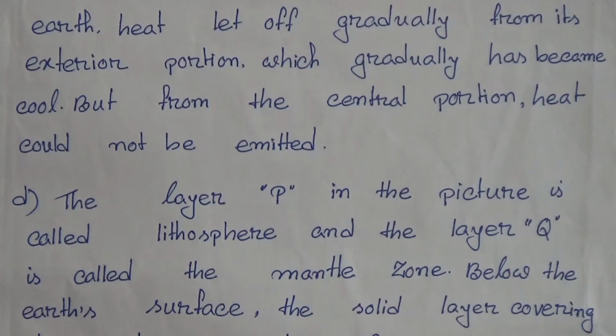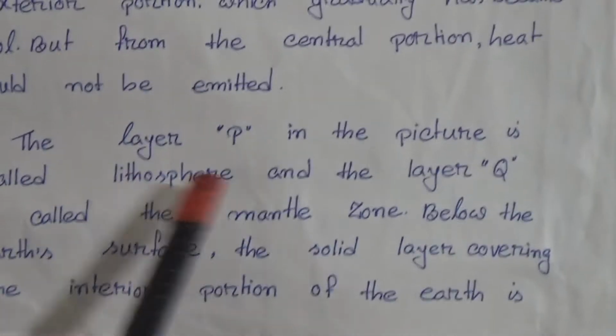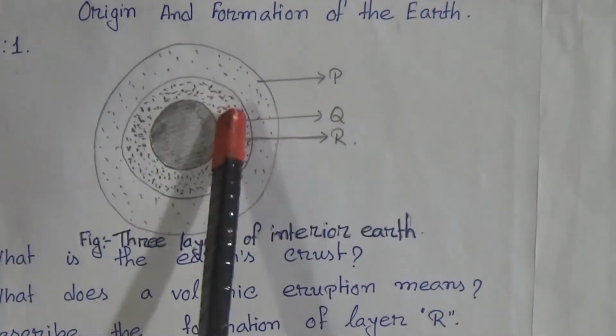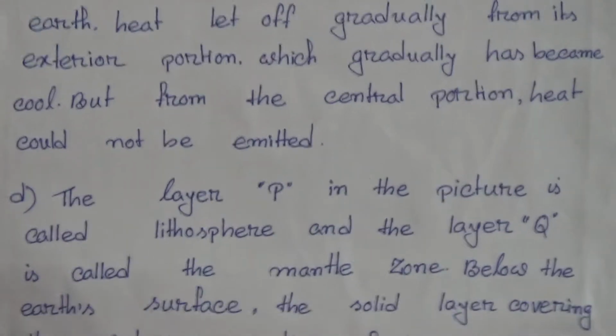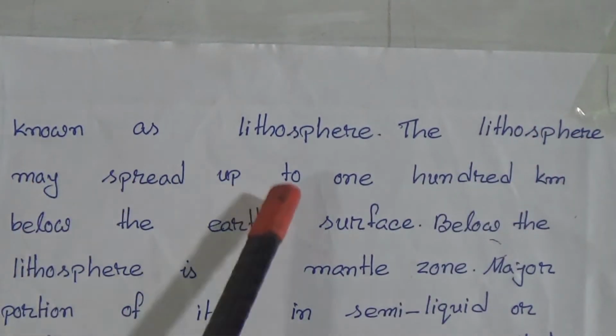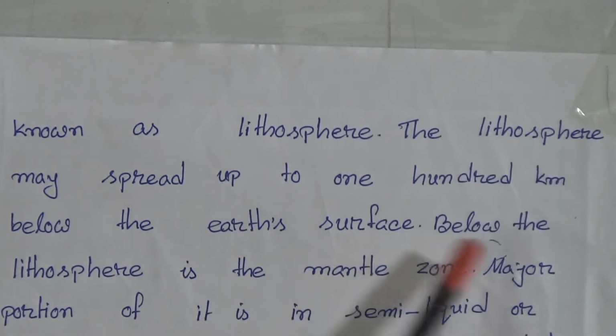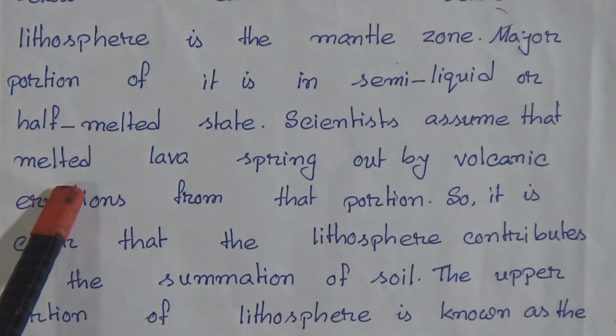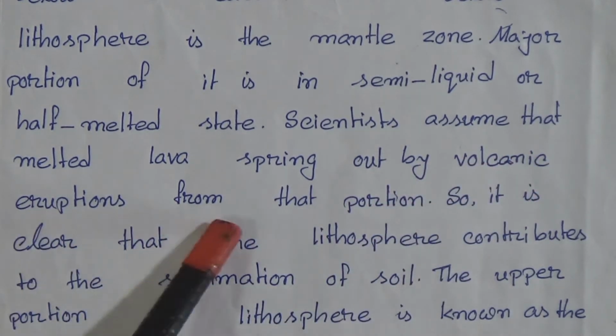Number D, analyze layers P and Q from the soil. The layer P in the picture is called lithosphere, and the layer Q is called the mantle zone. Below the earth's surface, the solid layer covering the interior portion of the earth is known as lithosphere. The lithosphere may spread up to 100 km below the earth's surface. Below the lithosphere is the mantle zone. Major portion of it is in semi-liquid or half-melted state. Scientists assume that melted lava springs out by volcanic eruptions from that portion.